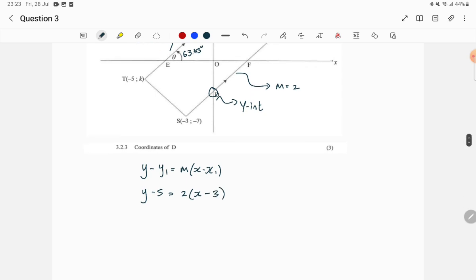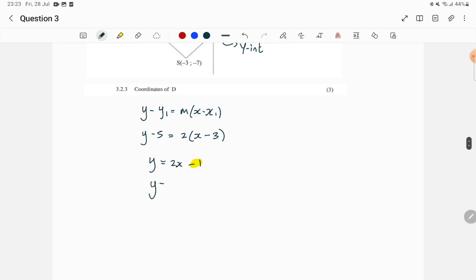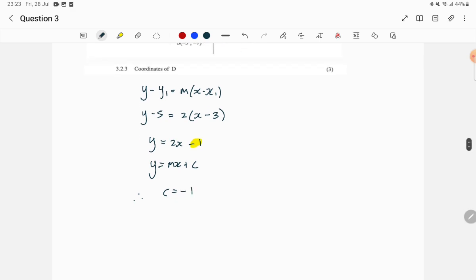And thereafter, once we go ahead and sub in these values, we get y is equal to 2x minus 1. And that tells us automatically that this is our C value, what we were looking for, right? Because y is equal to mx plus c. So therefore, if c is equal to minus 1, therefore the coordinates of D is equal to 0 and minus 1.